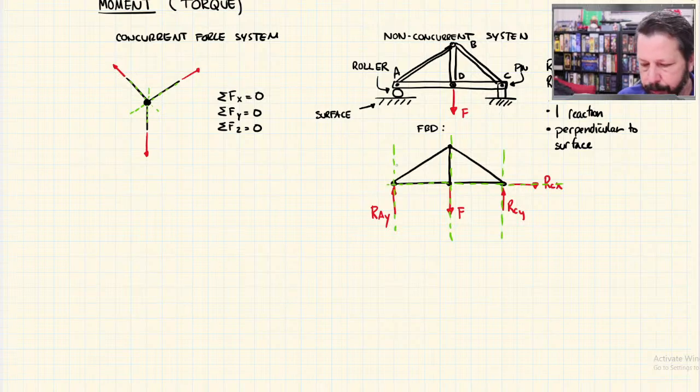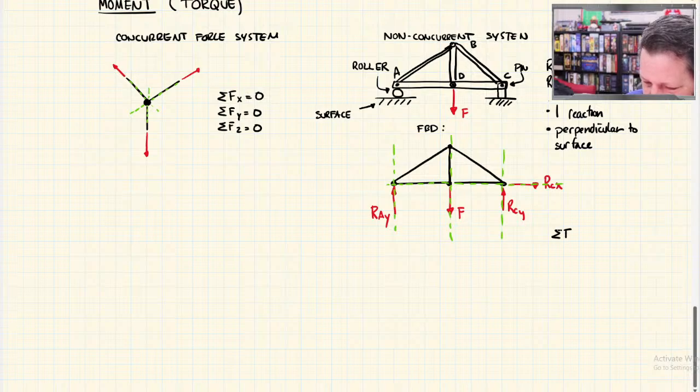So I've got like 3 different points where these lines of action intersect, and some of them don't intersect with each other at all. Like all the vertical ones, they never intersect in a Euclidean system. So they're all parallel. So this is non-concurrent. I still have my equilibrium equations that I had before.